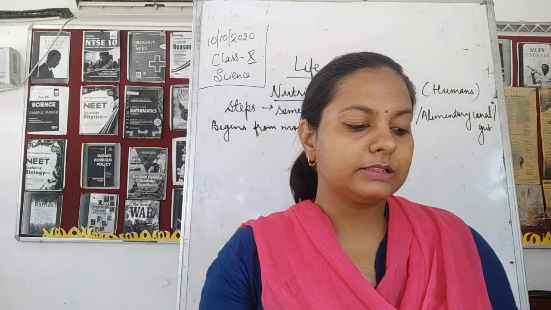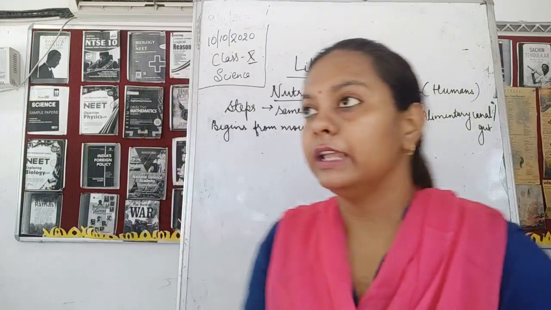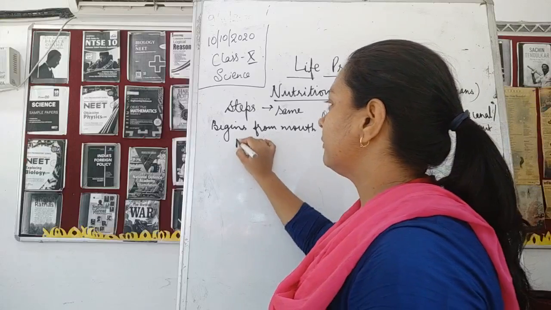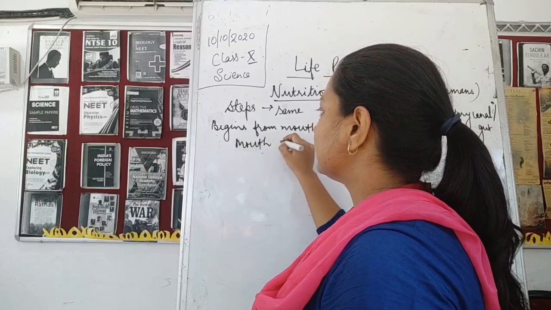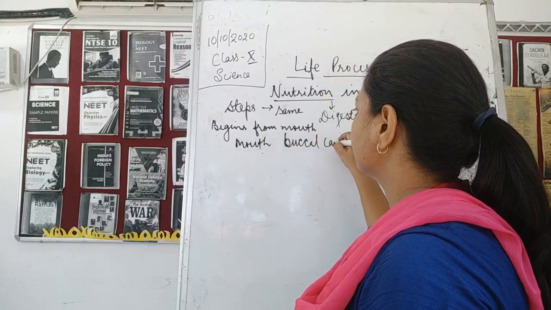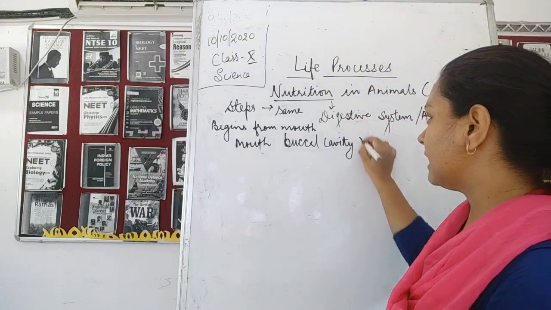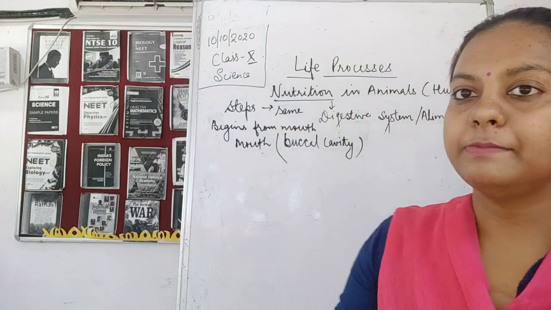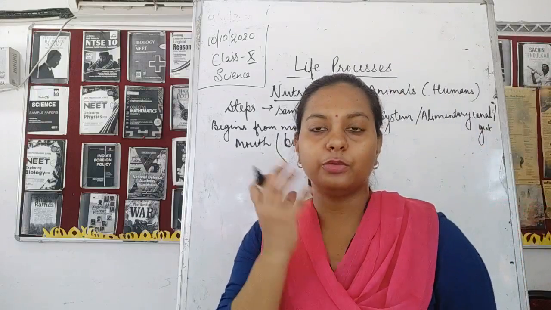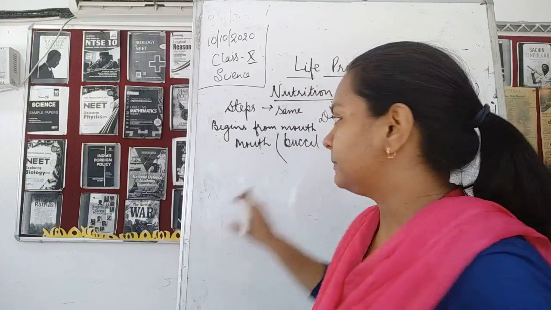Now why does this start? This happens as follows. The mouth cavity, or the buccal cavity. Please remember the name also. The new name for the mouth is buccal cavity. See children, cavity means space. So the mouth has an empty space where we chew our food. The place where we chew our food, that space is called the buccal cavity.